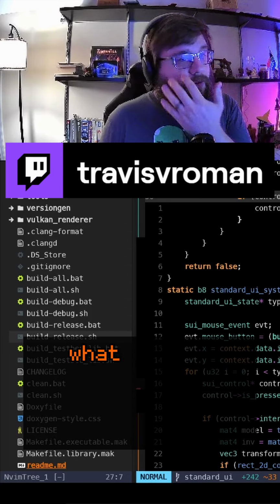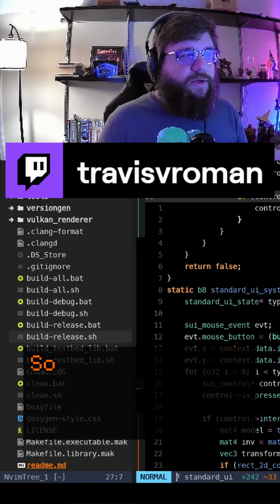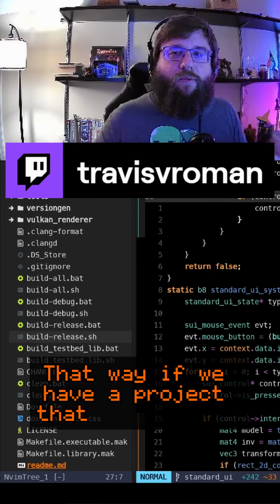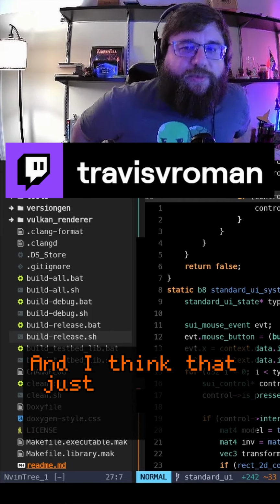In terms of Kohi, what we're actually going to do is implement one, but it's going to be as a plugin. So it's not going to be included in the core logic. That way, if we have a project that warrants it, we can use it. But if we don't, we're not going to use it. And I think that just makes the most sense.